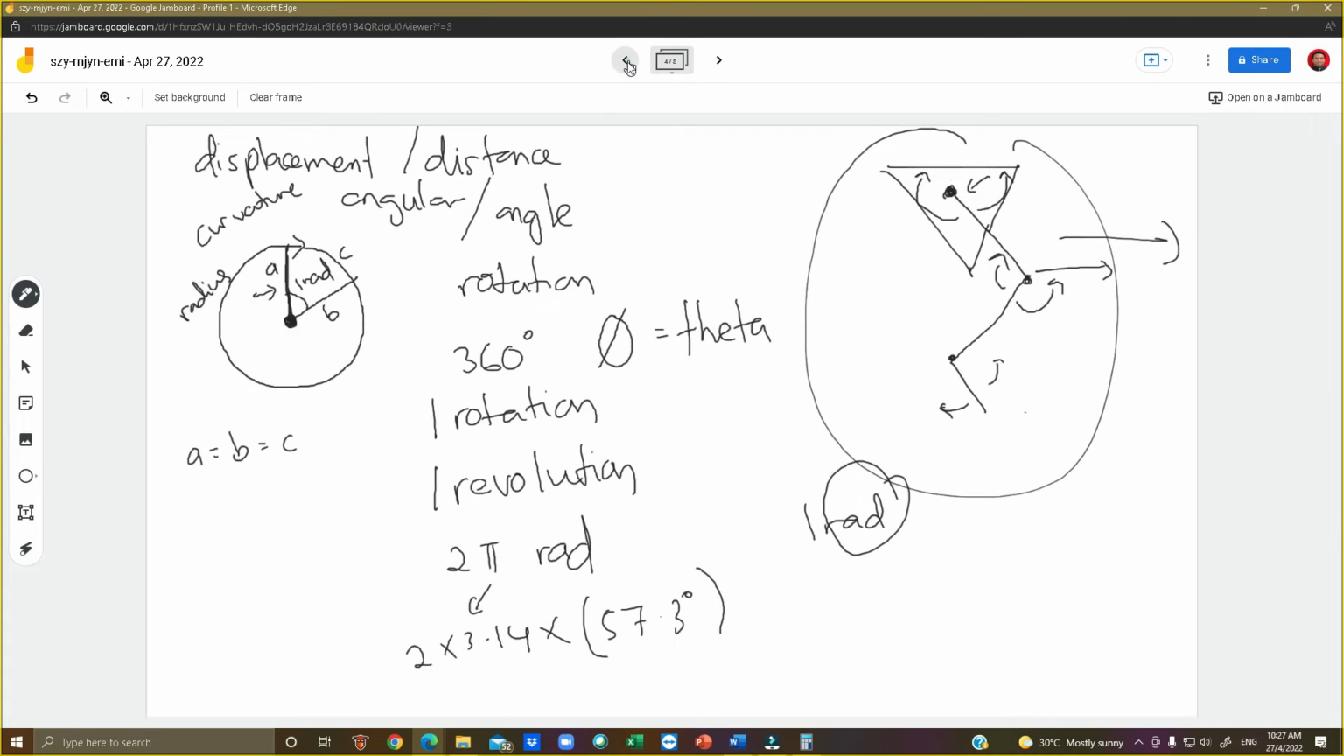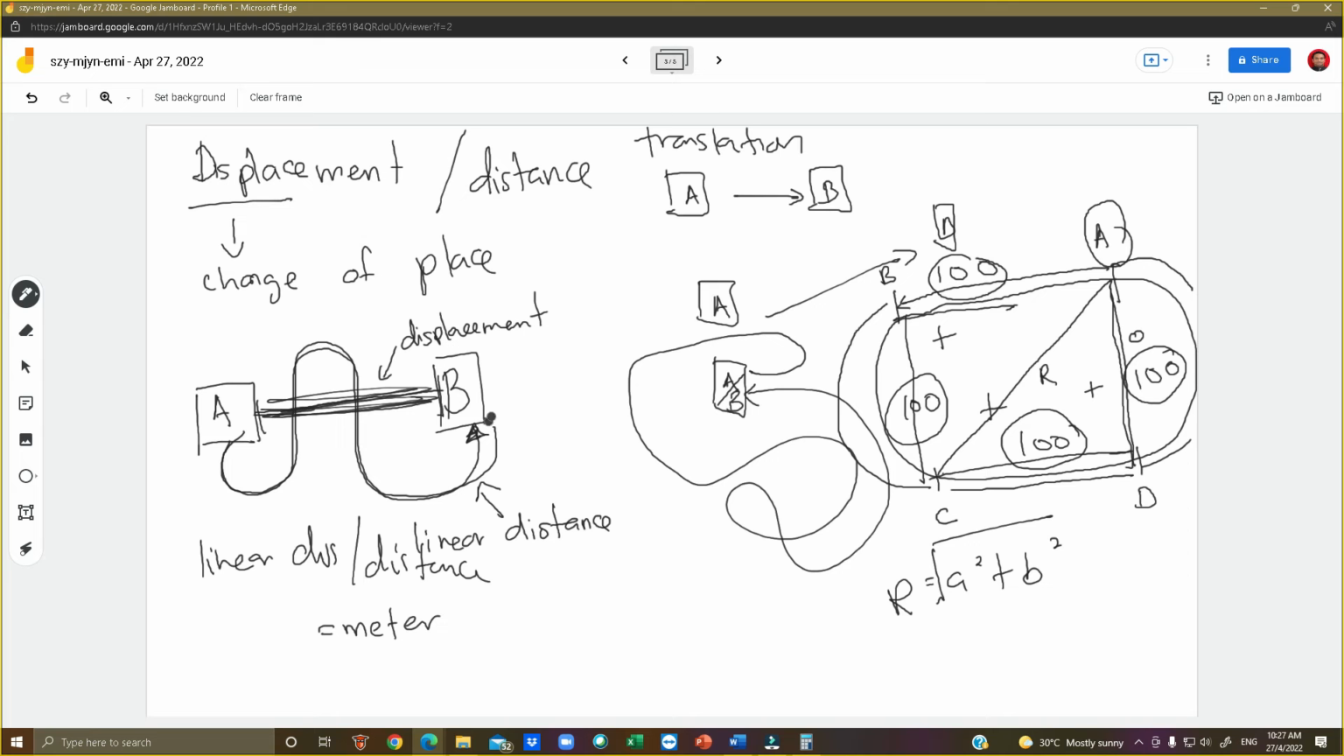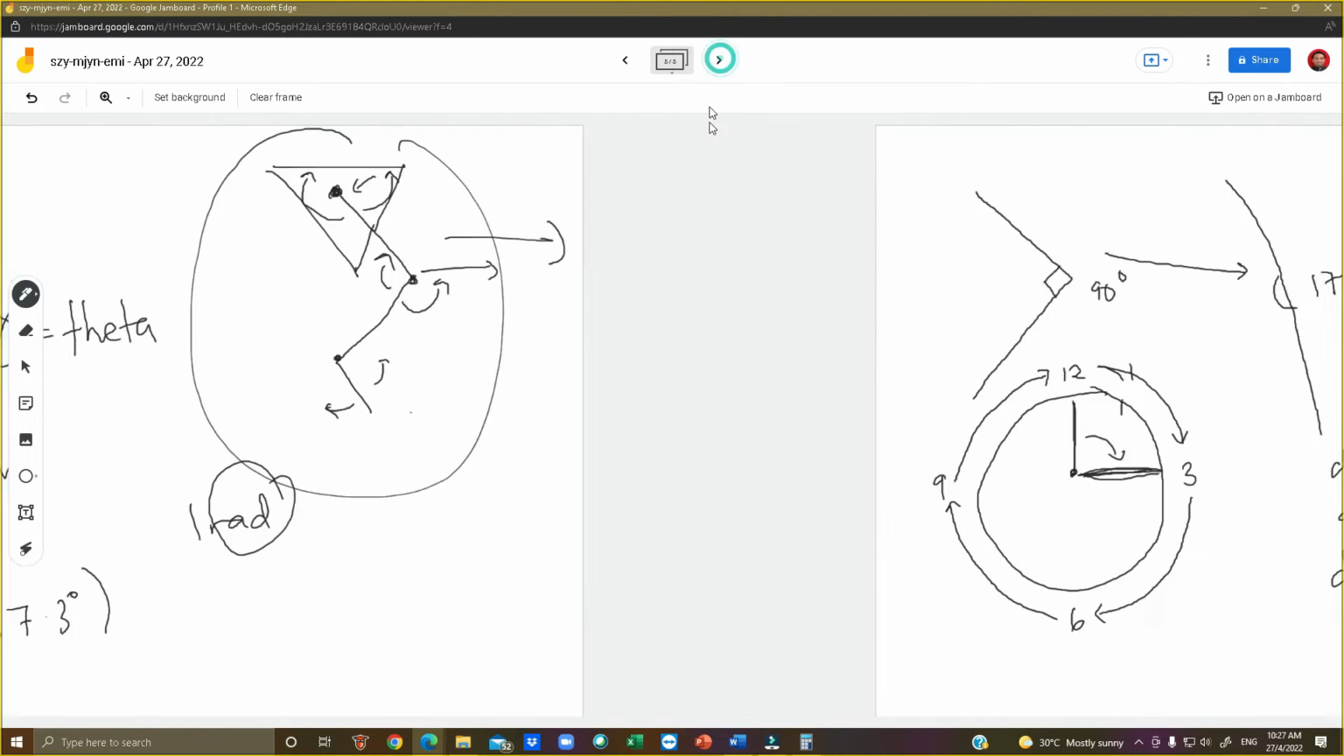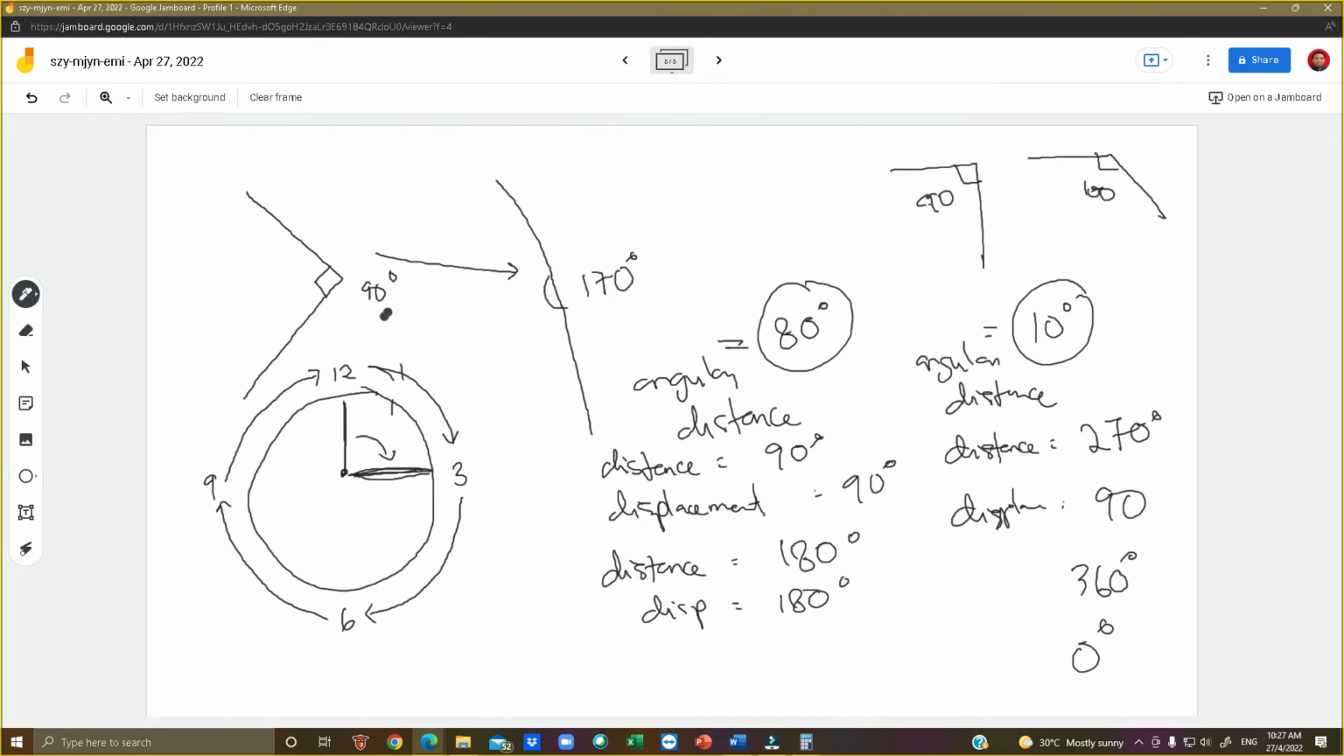Kenapa dia linear kan? Because the unit is different. Okay, the unit is different. Yet, the way you explain about the nature is actually similar. Okay, cuma dekat angular kamu kena ingat satu benda. Whenever you explain about angular motion, in term of degree, always explain that in another form. So, we are going to pair the answer degree and radian. Selalu buat benda ni.